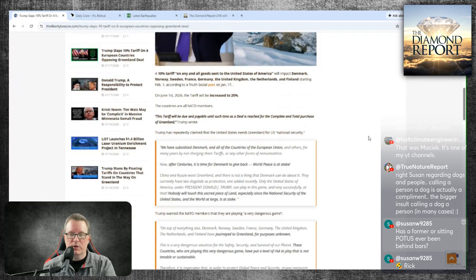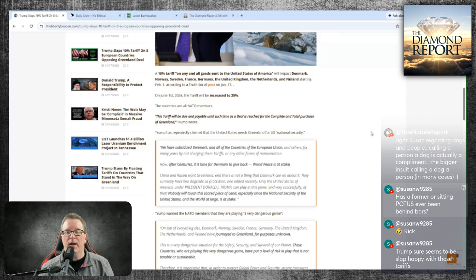Seems to me like that would make more sense. But he is the president of peace, after all, isn't he? A 10% tariff on any and all goods sent to the United States of America will impact Denmark, Norway, Sweden, France, Germany, the UK, the Netherlands, and Finland, starting February 1st. So 10% tariff. And it says on June 1st, the tariff will be increased to 25%.